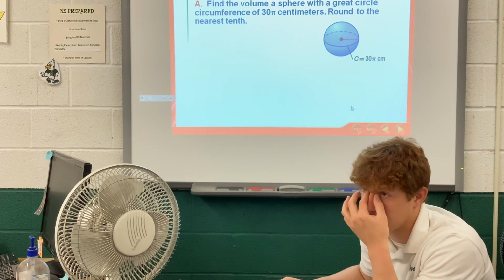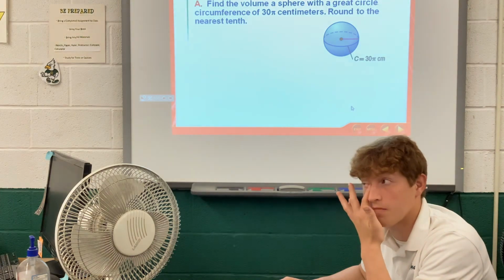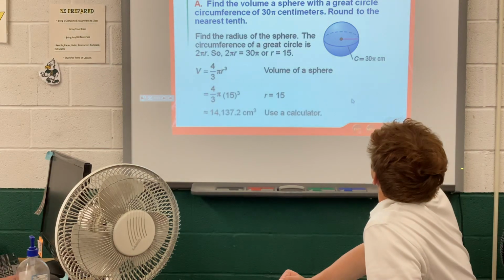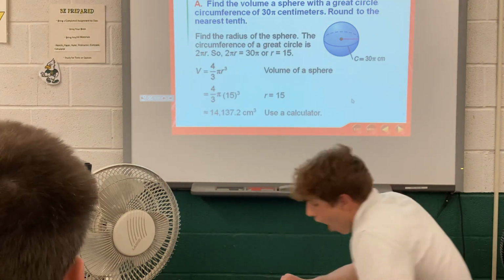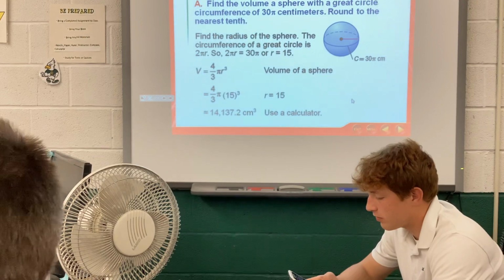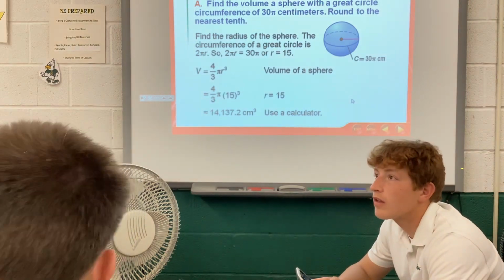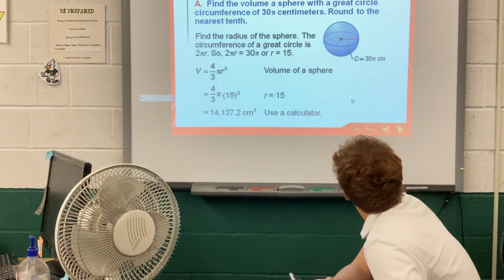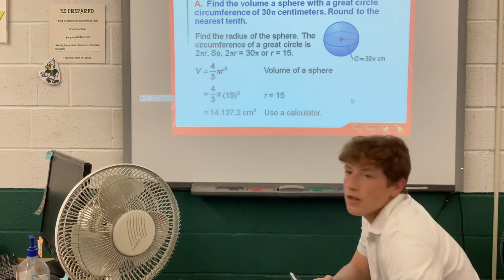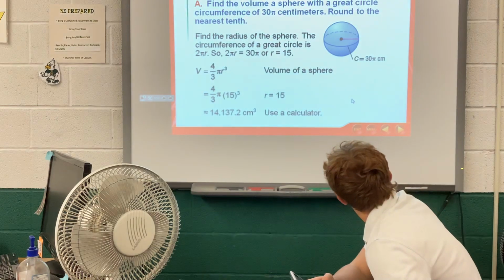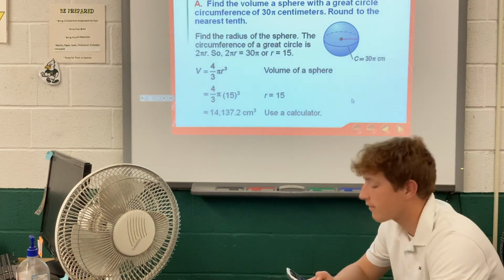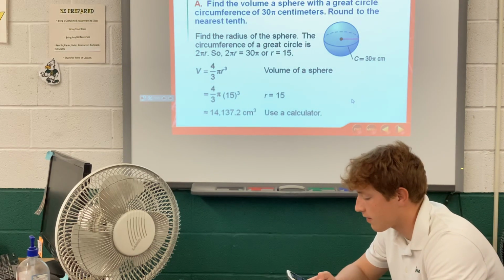So, everybody get an answer? What was the answer? 688? No. Nope. 14,137.2. You didn't use the right radius, Gabriel. You used 5 point something. It's 15. Why is it 15? 30 divided by 2 pi r. So 30 divided by 2 is 15. Everybody else get 14,137? Okay.